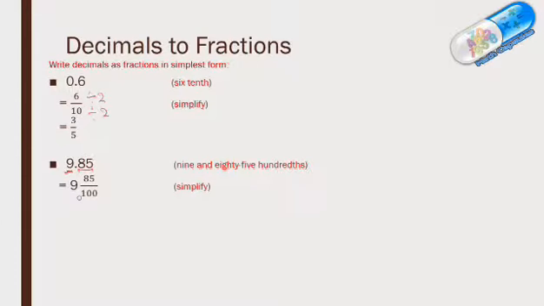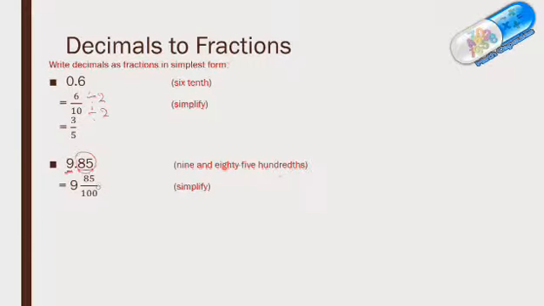We have to write the 9 as it is. The whole number part does not change. What changes, or what is going to be a fraction, is the decimal part, which is the 85. So the 9 remains as it is, and the 0.85 would be 85/100. So it is 9 and 85/100 like this.